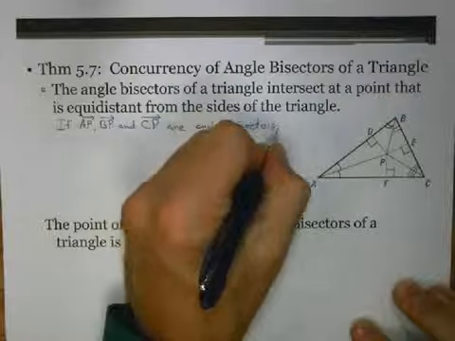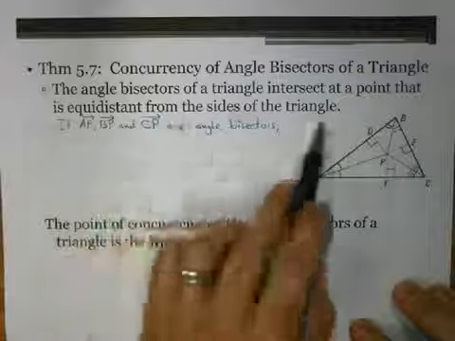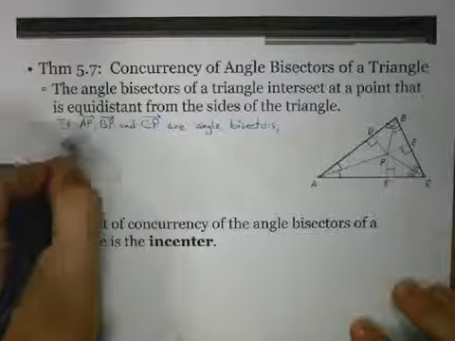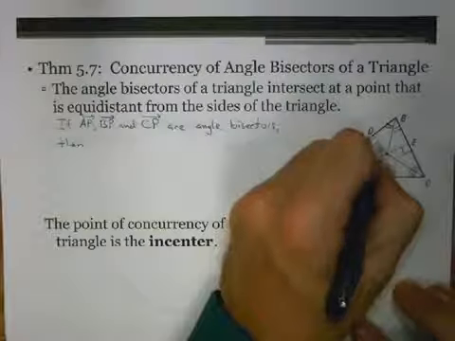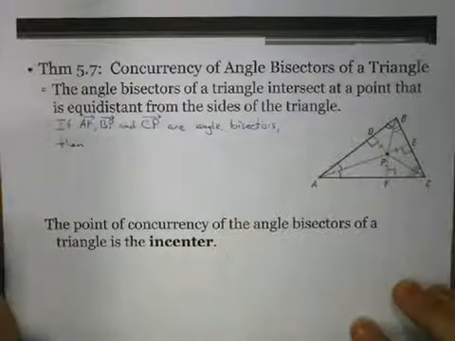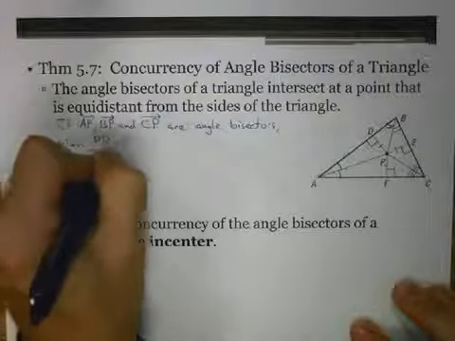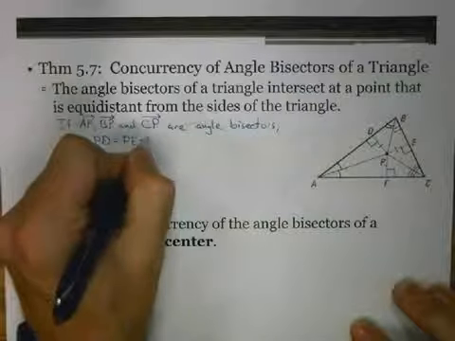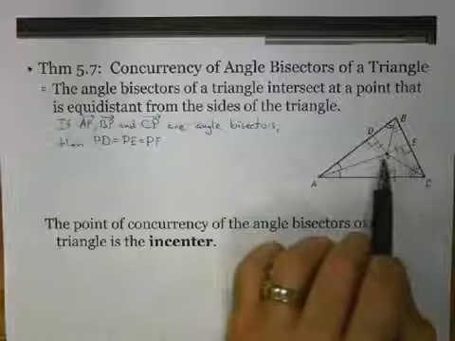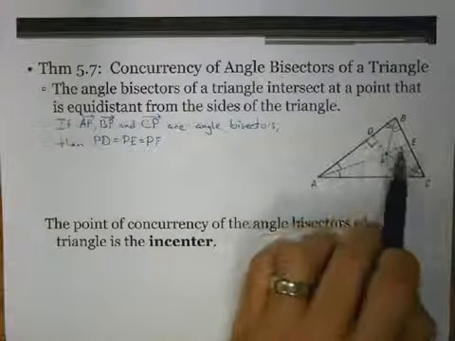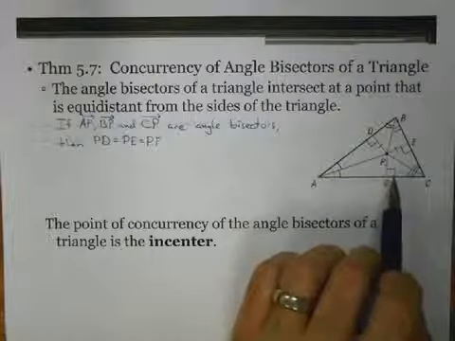If AP, BP, and CP are angle bisectors, well, how does this one finish? If they intersect at a point that is equidistant from the sides, so the point they meet at is P, and if it's equidistant, which relates to the theorem we've looked at already, those lengths are all the same: PD, PE, PF.